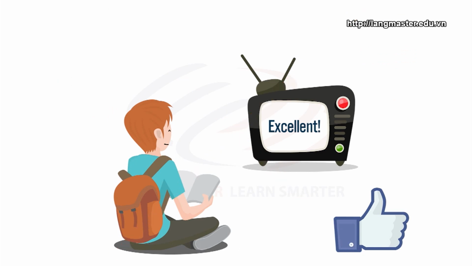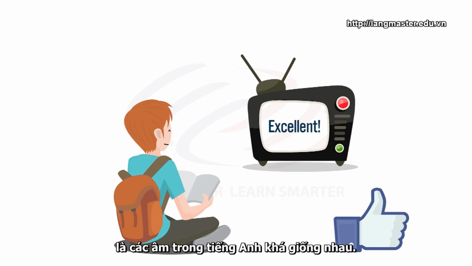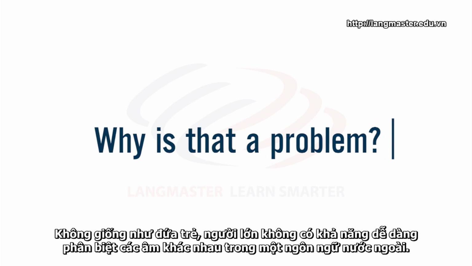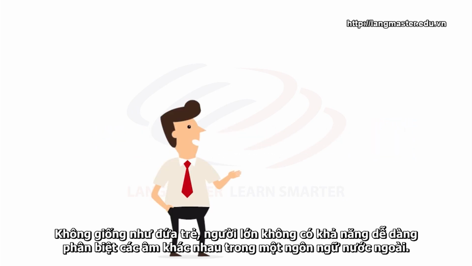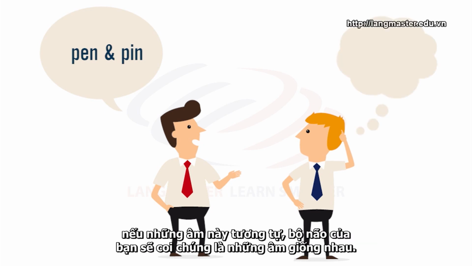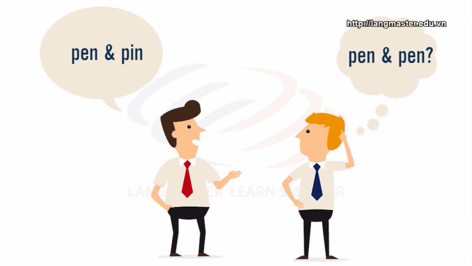There is a problem. And the problem is the sounds in English are very similar to each other. Now, why is that a problem? Well, unlike babies, adults don't have the ability to easily distinguish between all the different sounds in a foreign language. So, when you hear two different sounds in English, if those sounds are similar, your brain might perceive those sounds as the same. That's why learning to make each sound separately may not work.